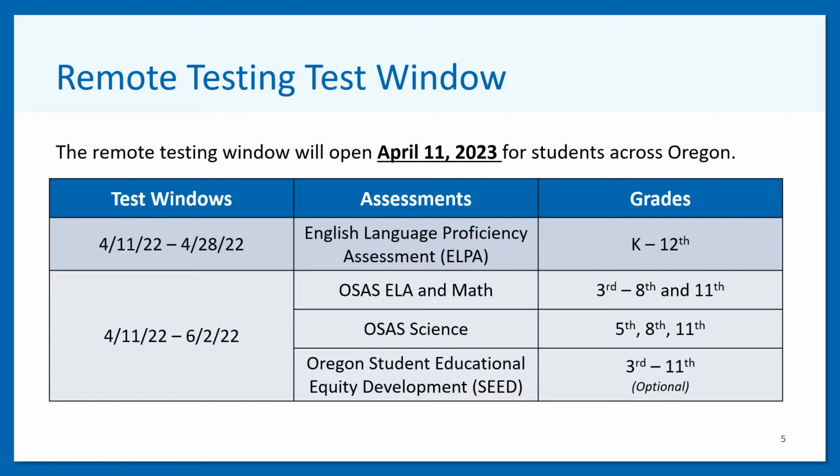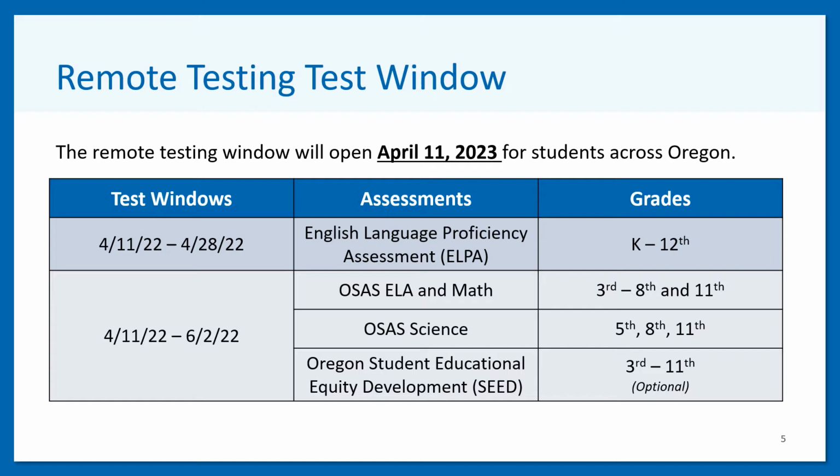The table indicates which grades are assessed by the content area. It also indicates which assessments are required and which parts of the Oregon statewide assessment system are optional, such as the SEED survey. You will notice the ELPA window is much shorter than the other windows.